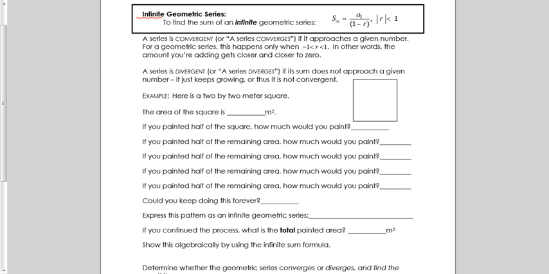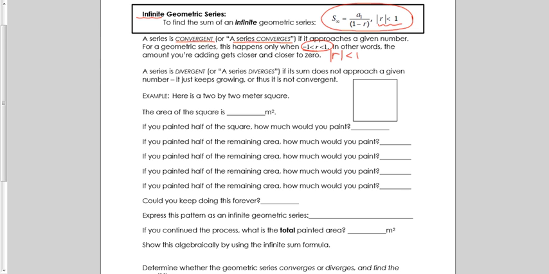So to find the sum of an infinite geometric series, this is the formula that's on our formula sheet. And it specifies that the absolute value of the common ratio has to be less than 1. So this means that our common ratio has to be a number between -1 and 1. So a series is convergent, or the series converges, if it approaches a given number. For a geometric series, this happens only when the common ratio is between -1 and 1, or the absolute value of r is less than 1. In other words, the amount you're adding gets closer and closer to 0. We'll take a look at this in a second.